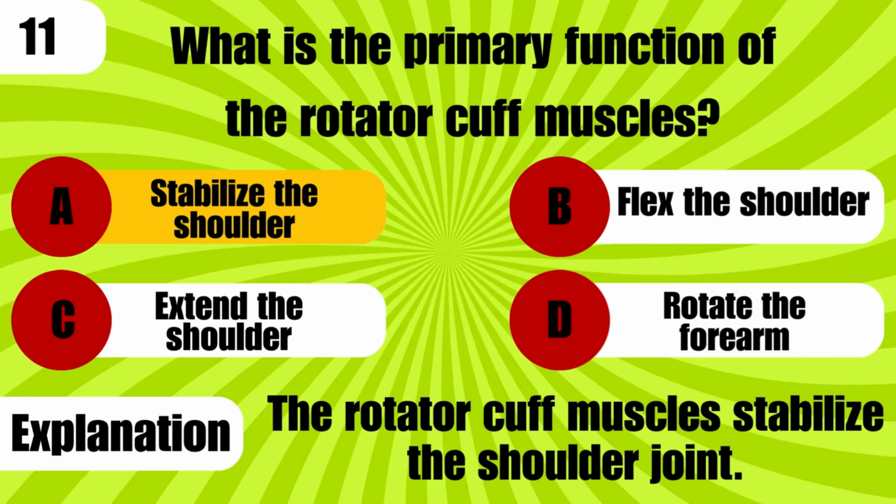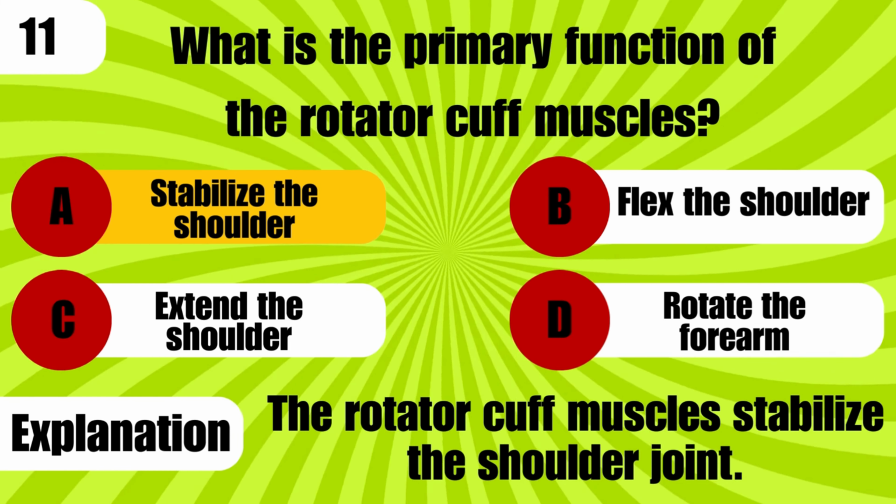What is the role of ligaments? Connects bones to muscles, connects bones to bones, support internal organs, facilitate joint movement. The answer is connects bones to bones. Ligaments connect bones to other bones, providing joint stability.